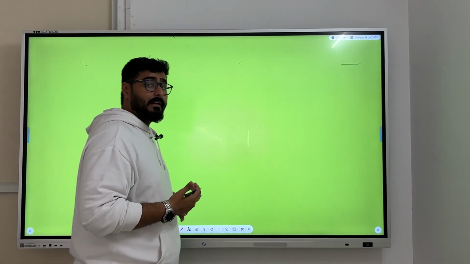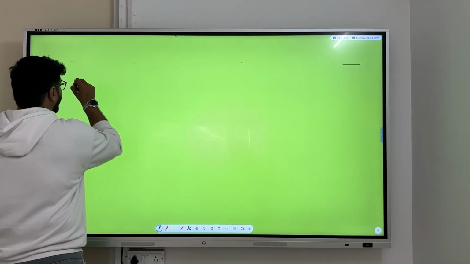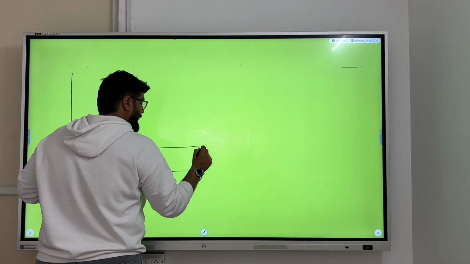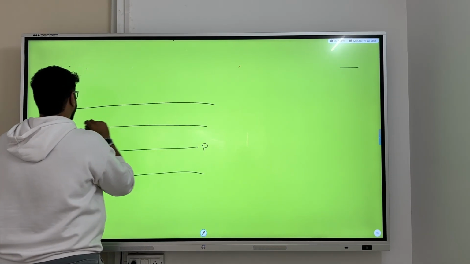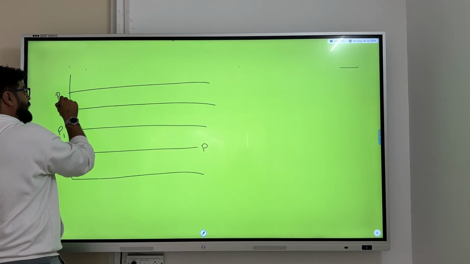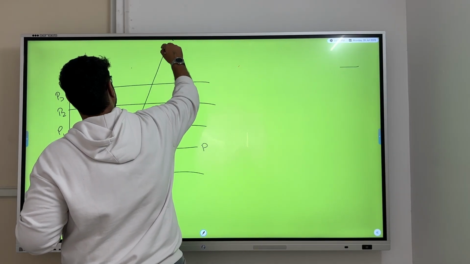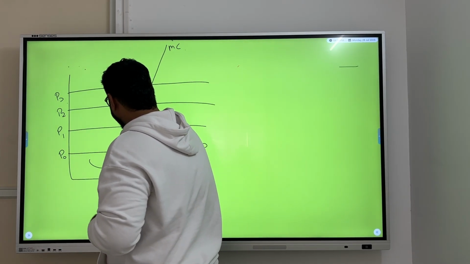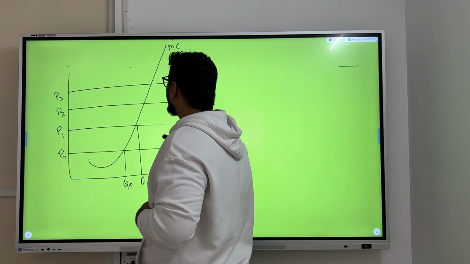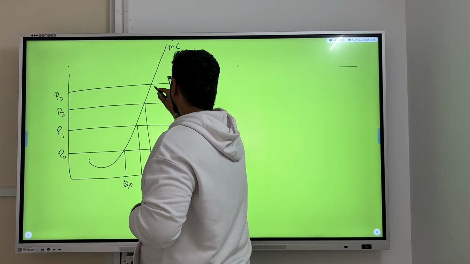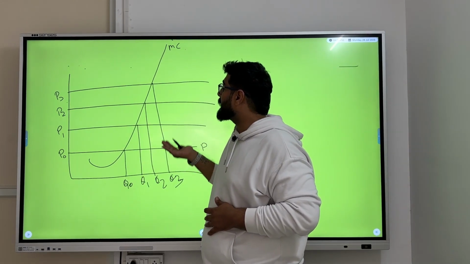Now we are going to understand how we determine the supply curve of the firm. Suppose there are various prices given here: price 0, price 1, price 2, price 3. Now we will determine the equilibrium level of quantity where the MC curve cuts the MR curve. At price 0, how much quantity? OQ0. At price 1, OQ1. At price 2, OQ2. At price 3, OQ3. So at different prices, this is the quantity determined by the equilibrium.